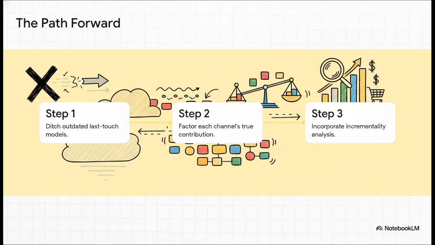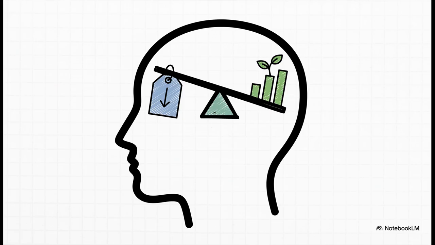Now that's just a fancy way of asking a really simple question. Hey, would this sale have happened anyway, even if we hadn't shown this specific ad? It helps you understand what's actually causing growth, not just what's happening nearby. And look, this isn't just about flipping a switch in your analytics platform. It requires a fundamental shift in how we think about value. We have to stop asking what's cheapest and start asking what is truly driving growth for my business.